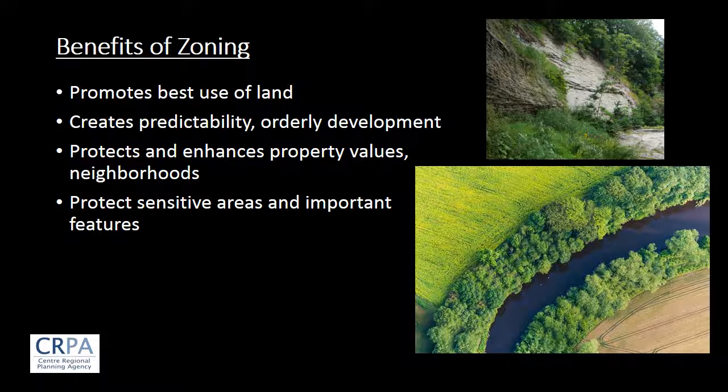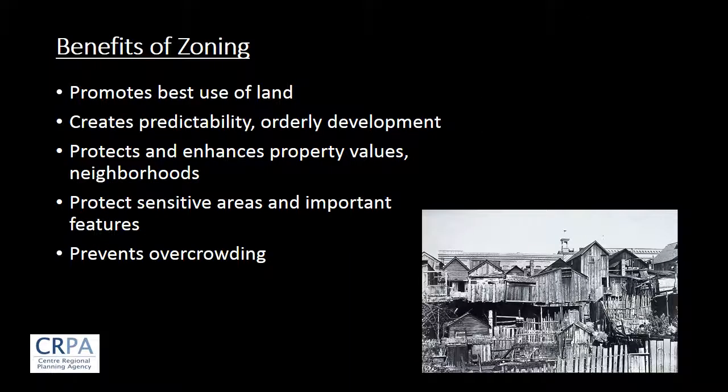Zoning can also help to protect sensitive areas and environmental features, such as waterways, steep slopes, and other natural environments. Zoning helps to prevent overcrowding, ensuring that individuals have access to light and air. While this may seem like a common sense purpose and benefit, urbanized areas were not always developed with these qualities in mind.